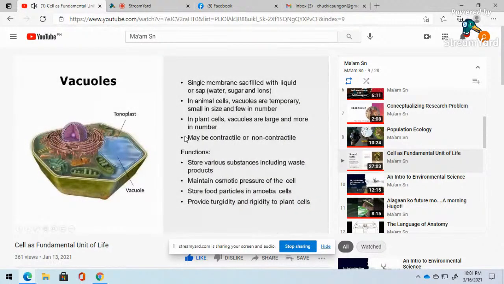The next one, we have the vacuoles. Vacuoles are single-membrane sacs filled with liquid or sap, which contains water, sugar, and ions. In animal cells, vacuoles are temporary, small in size, and few in number, while in plant cells, vacuoles are large and more in number. They may be contractile or non-contractile. Functions: store various substances including waste products, maintain osmotic pressure of the cell, store food particles in amoeba cells, and provide turgidity and rigidity to plant cells.